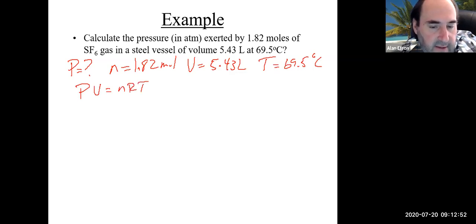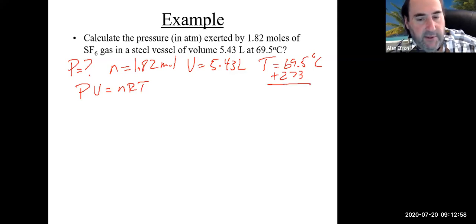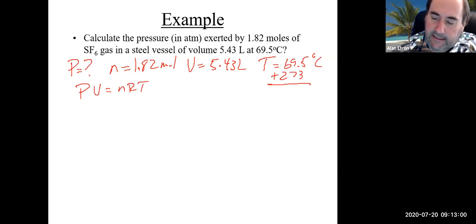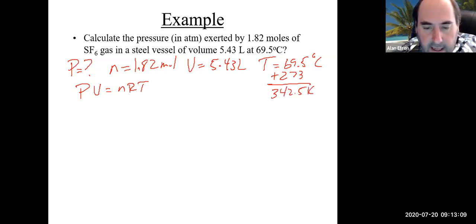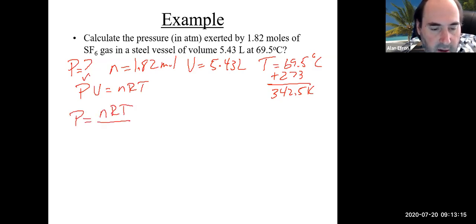So PV equals nRT. Like everything else here, we do need to convert to Kelvin for our temperature. So we're going to take 69.5 plus 273. Going to give us 342.5 Kelvin. In this case, we are solving for pressure, so pressure would equal nRT over V. We always have R as a gas constant, so it's always this number.